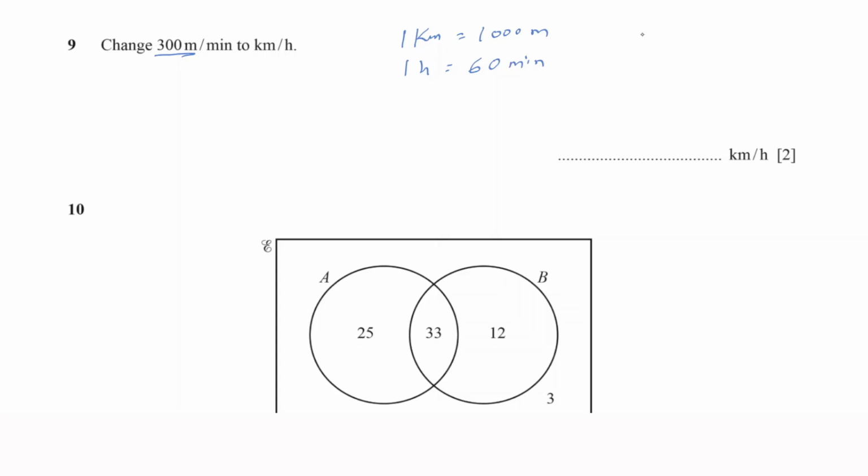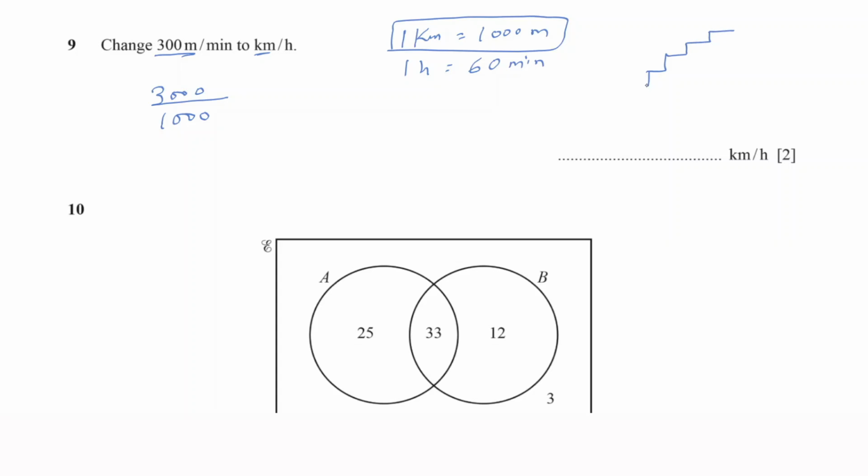So 1 kilometer is 1000 meters. So 300 meter will be how many kilometers, because we have to convert it to kilometers, right? So what we have to do, we have to divide it. We divide 300 by 1000. The reason for that is because I want to convert meter to kilometer.